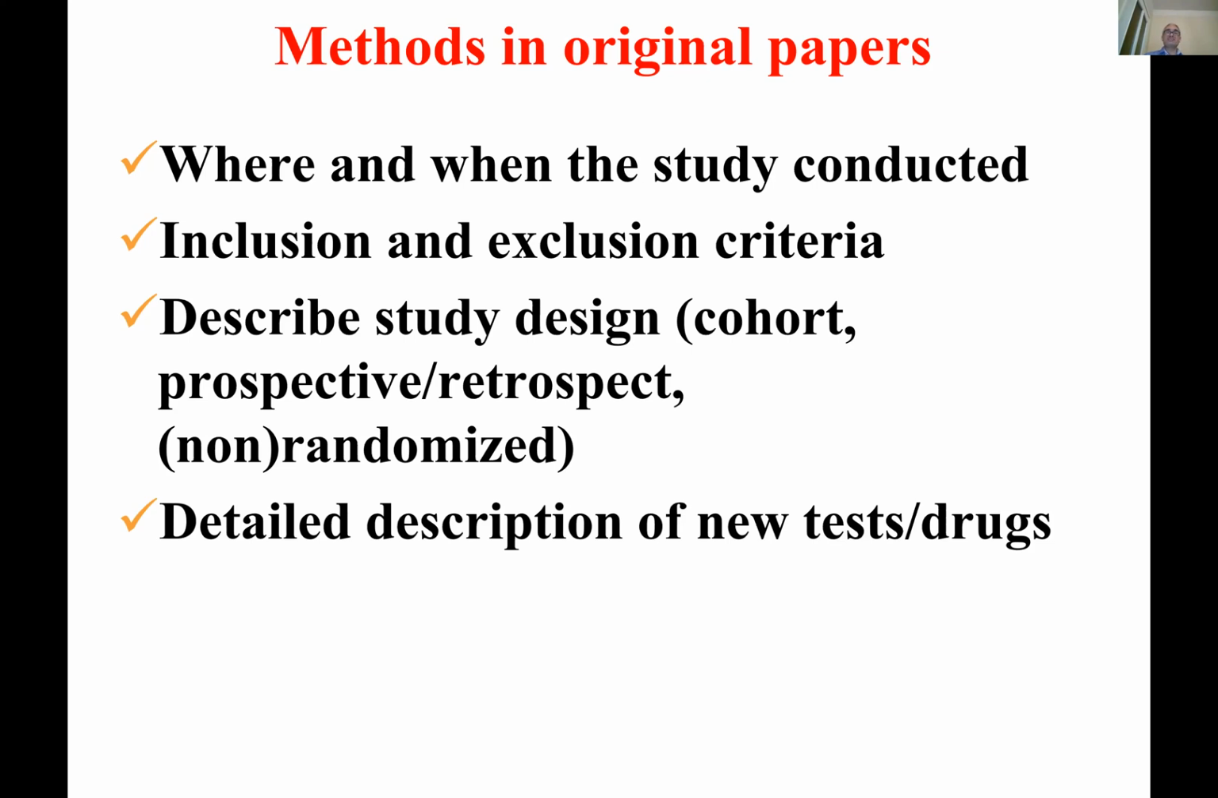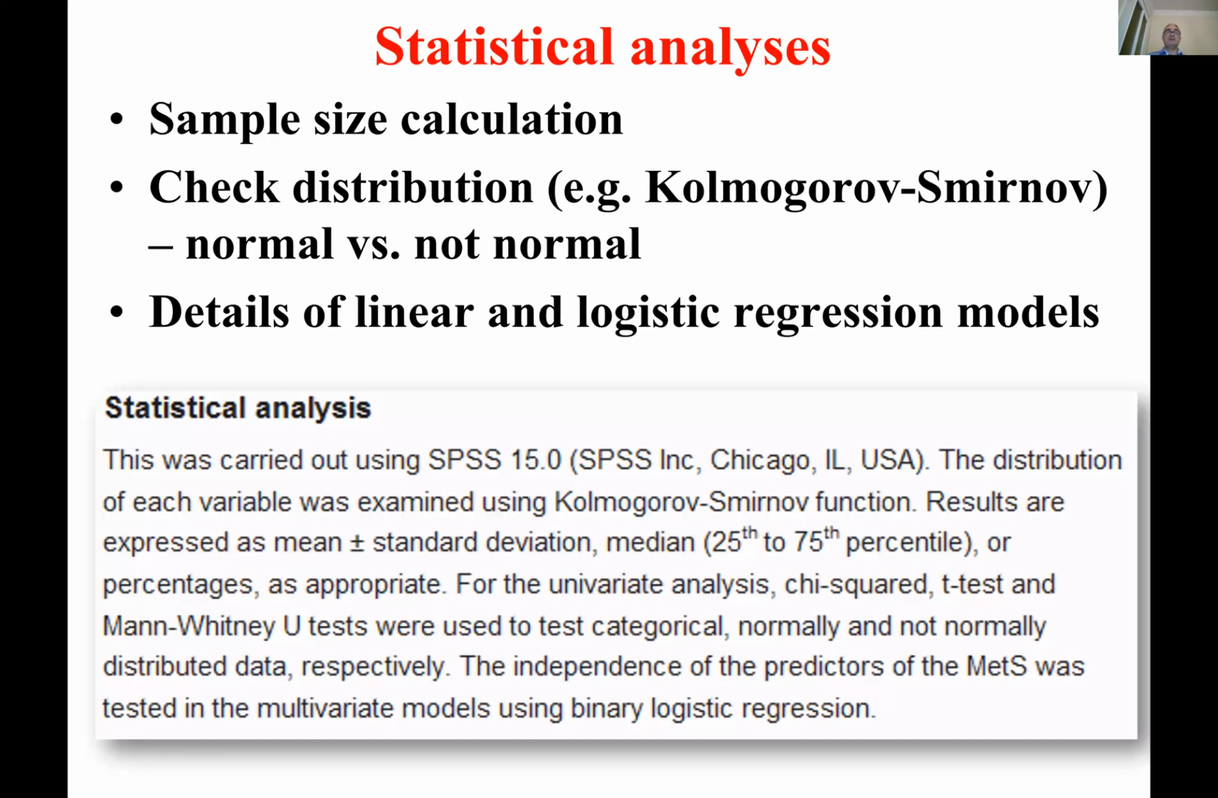So if you describe new tests or new drugs, please describe them in detail. And in terms of statistics, a few things are important. If you are an editor or reviewer, ask your authors to recheck the distribution. If it is a normal distribution, then you can use the Student's t-test to compare the same parameter in different groups. But if parameters are not normally distributed, then you will use the Mann-Whitney U-test.